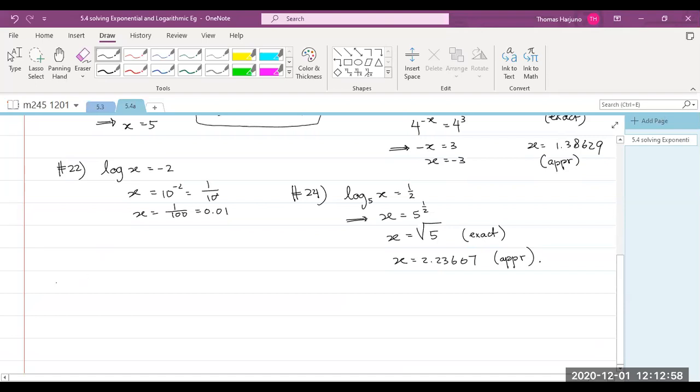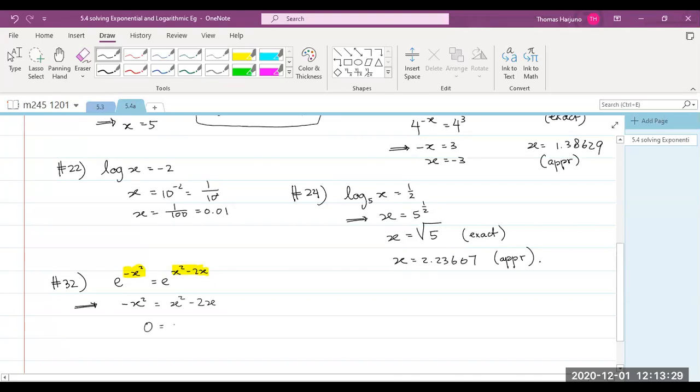Number 32. e to the negative x squared equals e to the x squared minus 2x. Now, you have a common base already. The bases are the same, left and right. Then the exponents must be the same. Negative x squared equals x squared minus 2x.